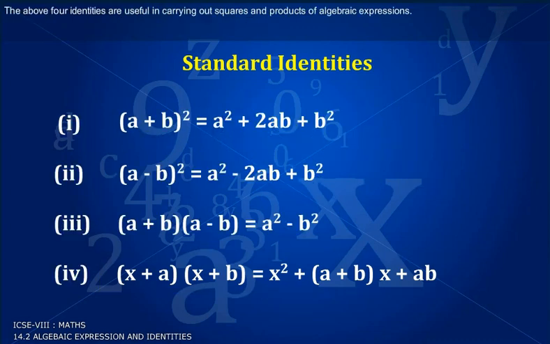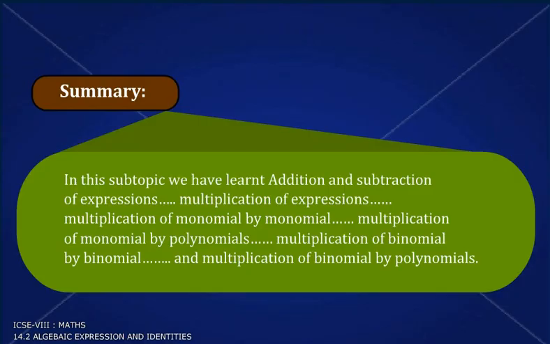The above four identities are useful in carrying out squares and products of algebraic expressions. Summary. In this subtopic, we have learned addition and subtraction of expressions, multiplication of expressions, multiplication of monomial by monomial, multiplication of monomial by polynomials, multiplication of binomial by binomial, and multiplication of binomial by polynomial.